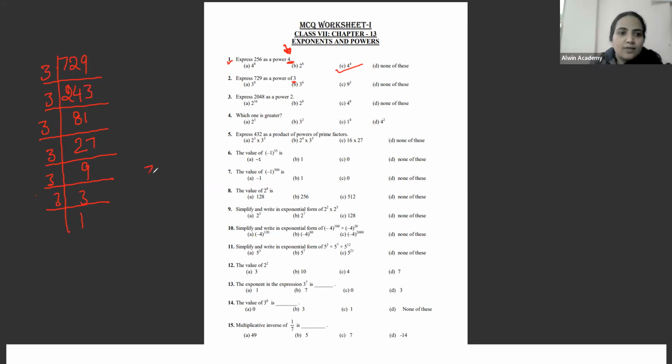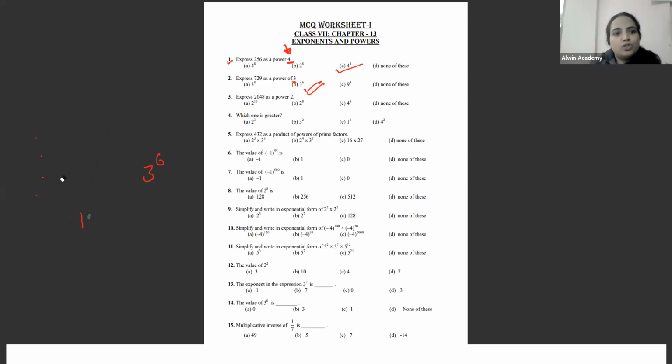So this is 3 to the power 1, 2, 3, 4, 5, 6. 3 to the power 6 is your answer. Option B. Let's begin with the third question, wherein they are asking 2048 as a power 2.